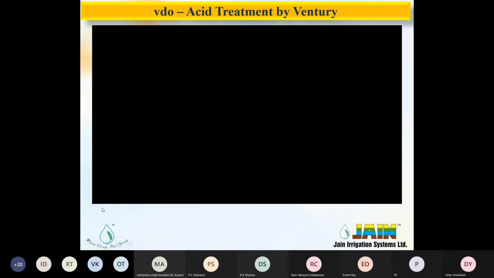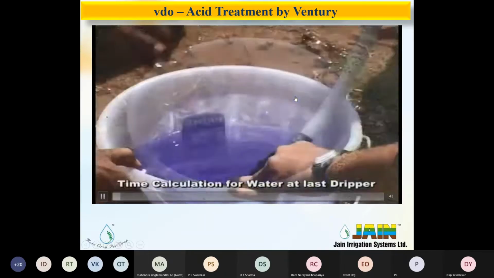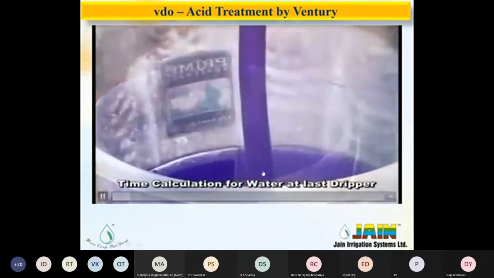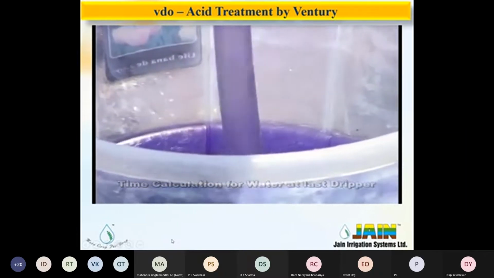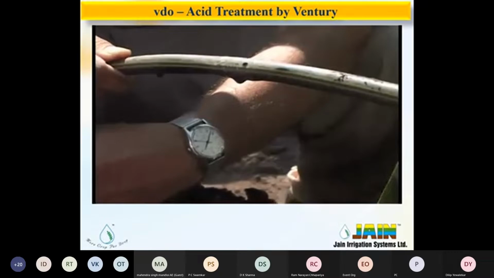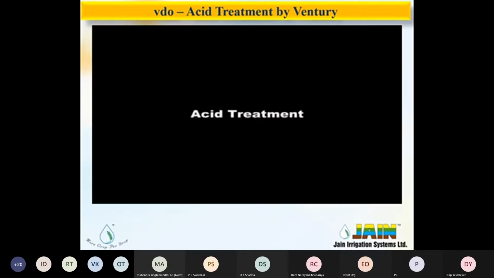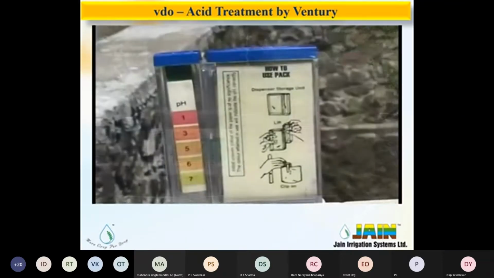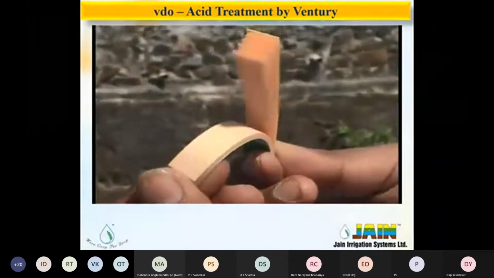Here in this video, you can see how the treatment is performed. This blue color is not acid. It is only for the color, to help understand the treatment. Now we are going to see the acid treatment. The pH paper is there. This pH paper is available in the medical store.